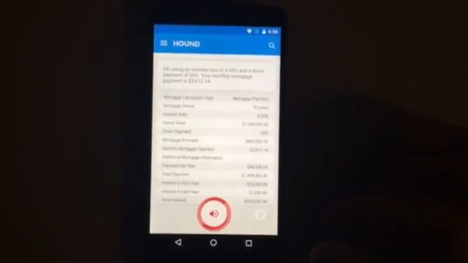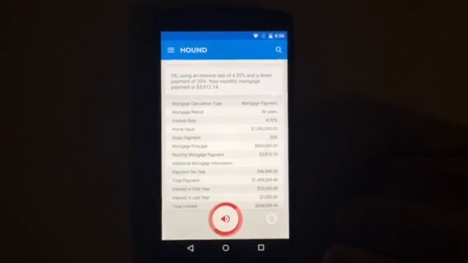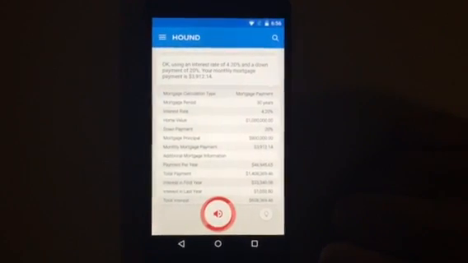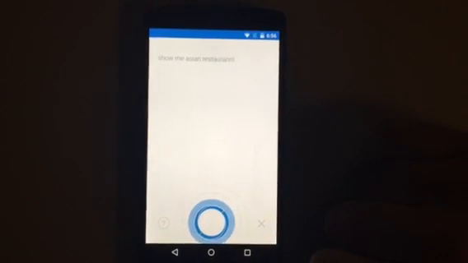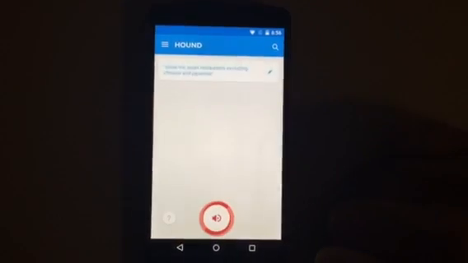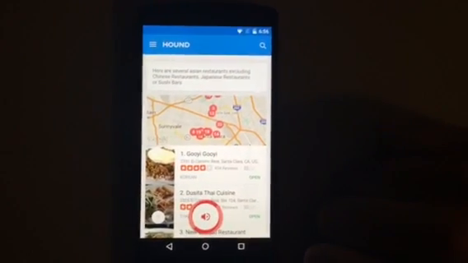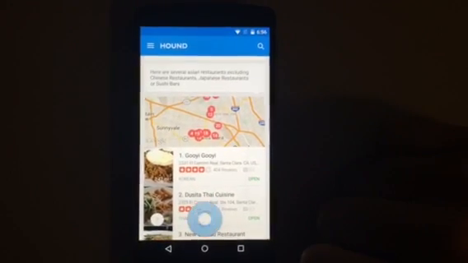Okay, using an interest rate of 4.20% and a down payment of 20%, your monthly mortgage payment is $3,912.14. Show me Asian restaurants excluding Chinese and Japanese. Here are several Asian restaurants excluding Chinese restaurants, Japanese restaurants, or sushi bars.